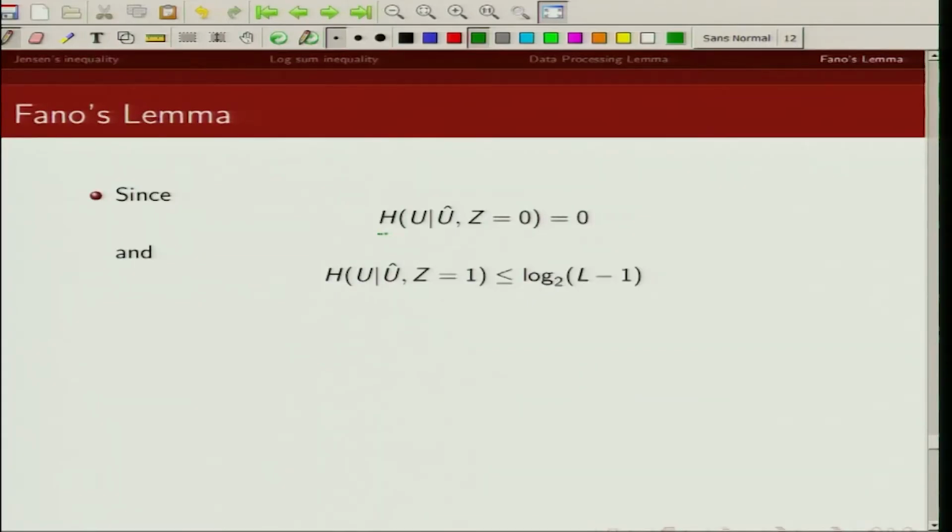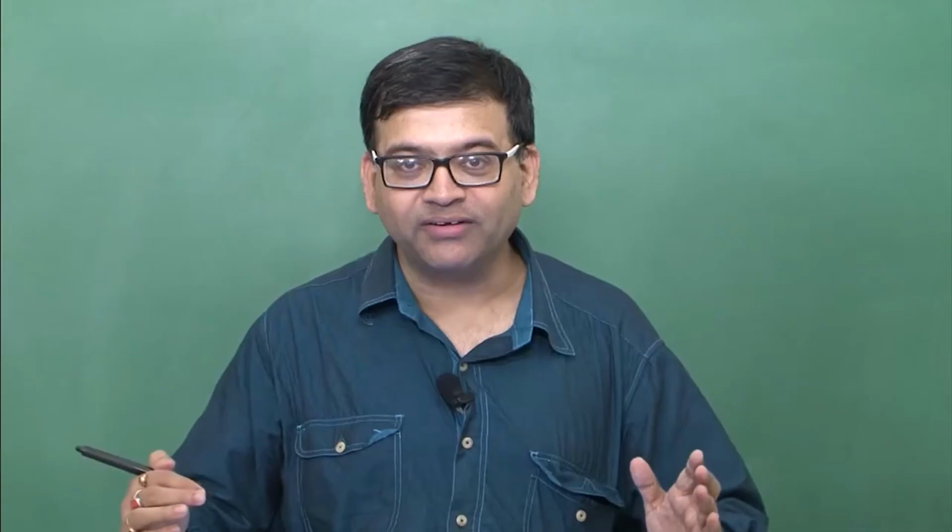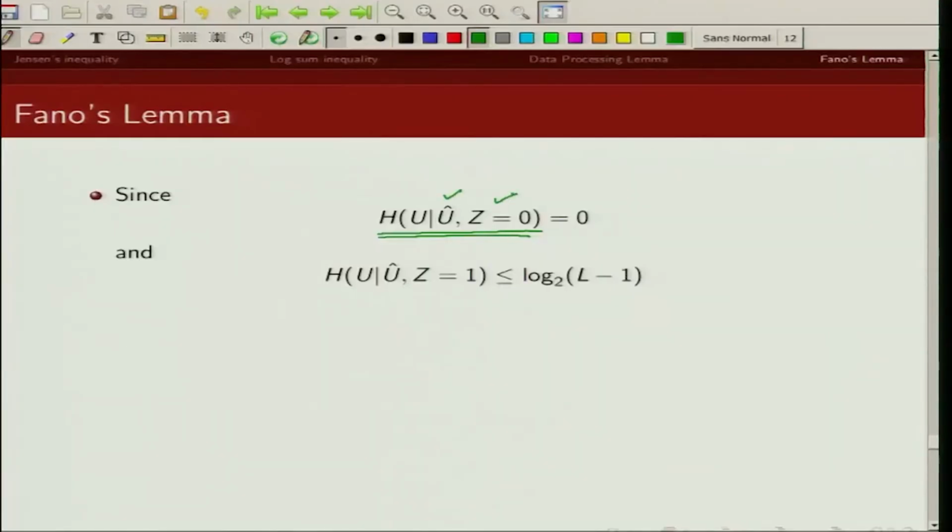So we will first look at this when Z is 0, and then we will look at the case when Z is 1. So what is the uncertainty in U given U hat and Z is 0? Now what does Z equal to 0 mean? Z equal to 0 means there is no error. So if I give you U hat and I tell you there is no error, then you know precisely what U is. So there is no uncertainty in U given U hat and Z equal to 0. So then this uncertainty is 0.